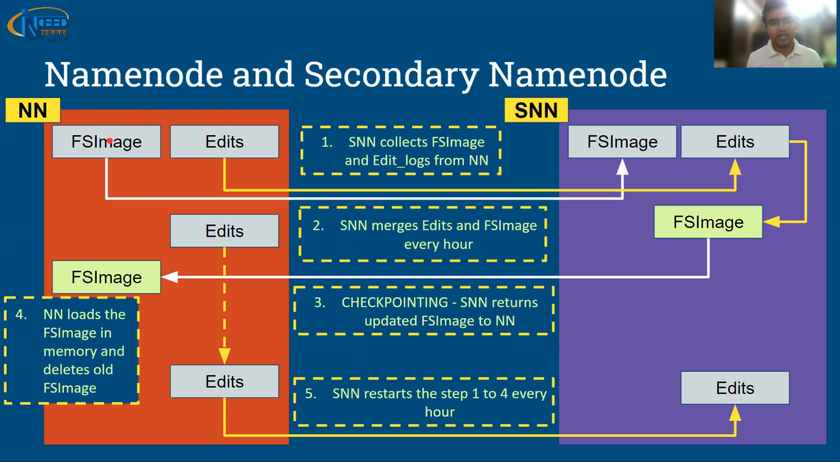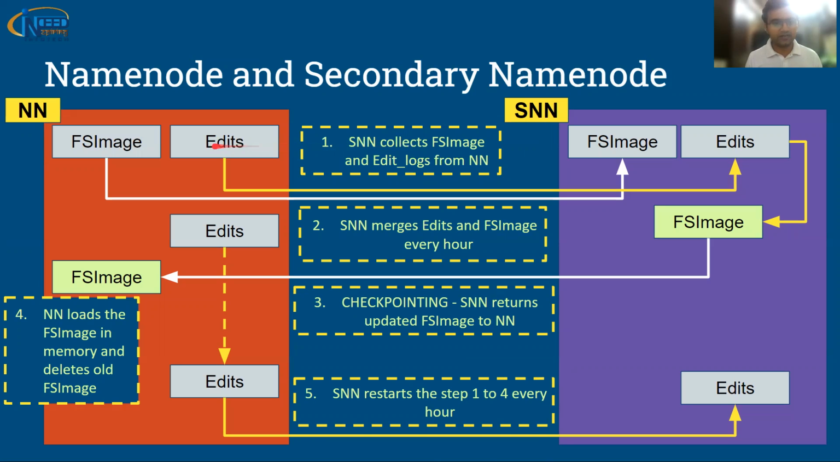So this cannot happen every day or every hour. This is a difficult thing because these edits keep on coming. Edits are nothing but the block reports which the name node is receiving from the data nodes. So what happens here? The secondary name node becomes a helper. The secondary name node says, let me copy the FS image and edits.